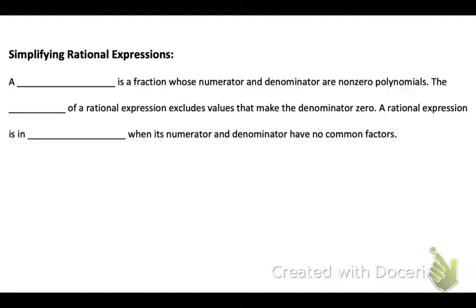So let's look at simplifying rational expressions. A rational expression is a fraction whose numerator and denominator are non-zero polynomials. The domain of a rational expression needs to exclude values that would make the denominator zero. A rational expression is in simplified form when its numerator and denominator have no common factors.